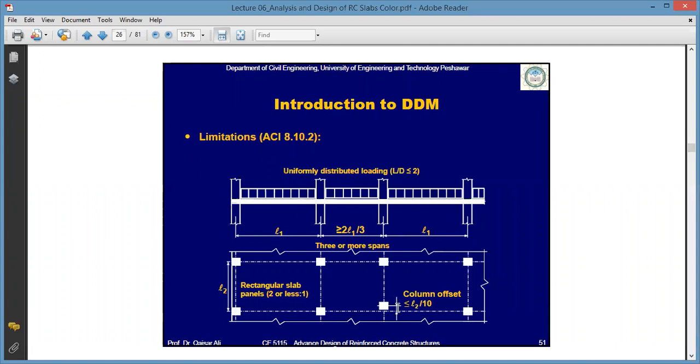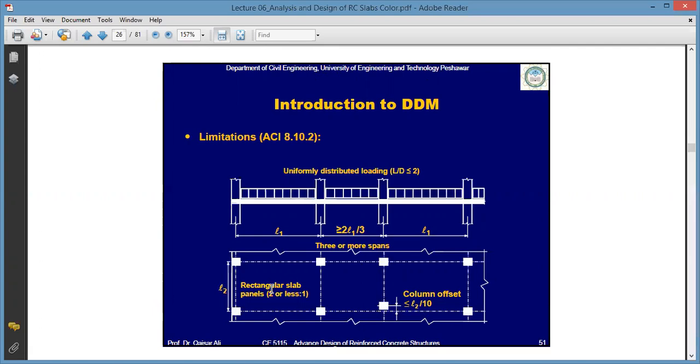One of the limitations is, suppose a column is lying outside the center line. How much of this offset is allowed? The offset should be less than this length divided by 10. Or, if suppose this is L2, then the maximum offset allowed is L2 by 10.